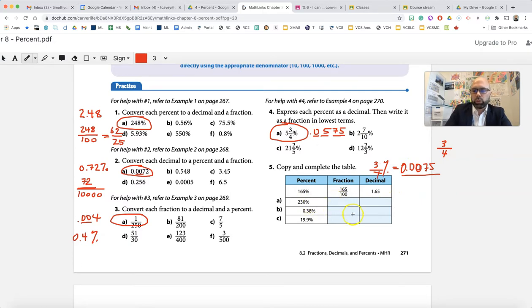And then we're doing more of this converting here, moving from a percent to a fraction. Would be 2 and 30 hundredths, or to reduce, we would say 2 and 3/10. That's not a 10. And as a decimal, 2.3.